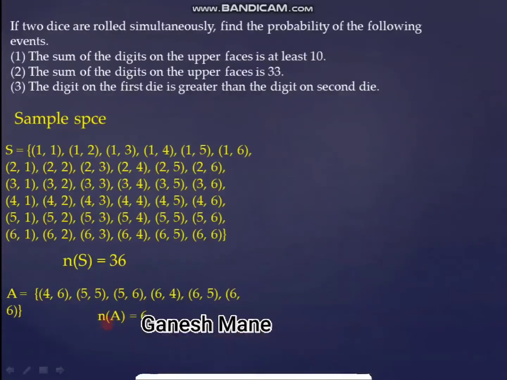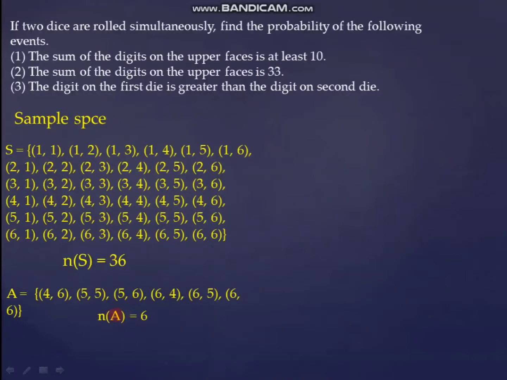We have to find the probability of this event. So we should use the formula for the probability: P of A is equal to n of A divided by n of S. N of A here we have found to be 6. So we replace n of A by 6, divided by n of S, which is 36. If we divide 36 by 6, we get 1 by 6. So the probability that the sum of digits on the upper faces is at least 10 is 1 by 6.